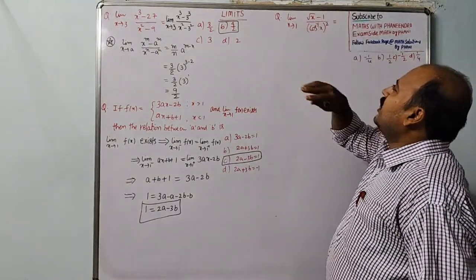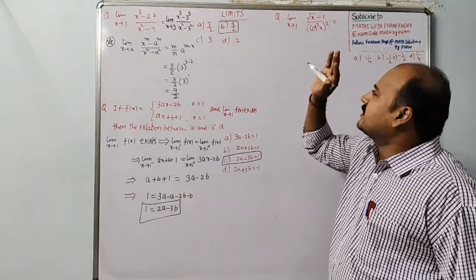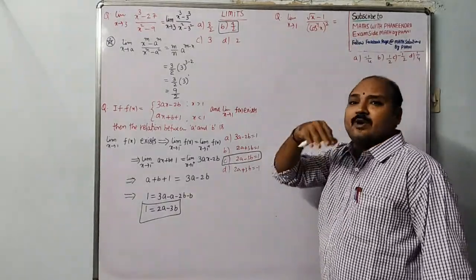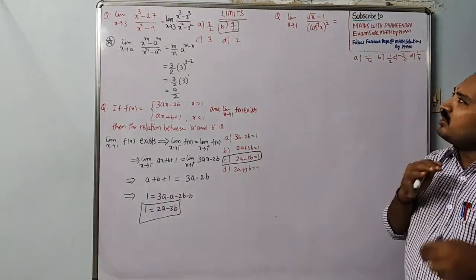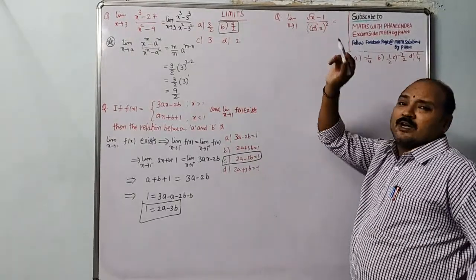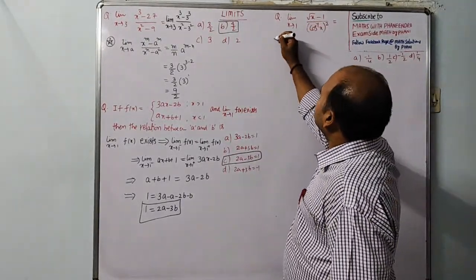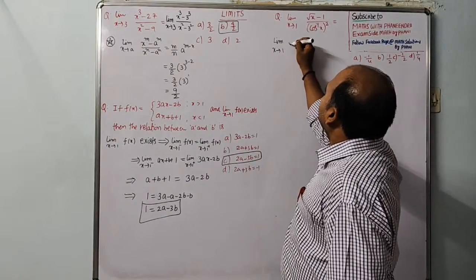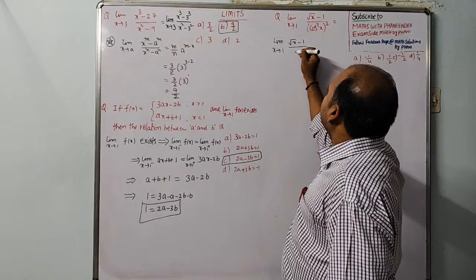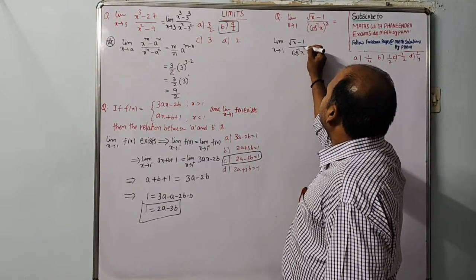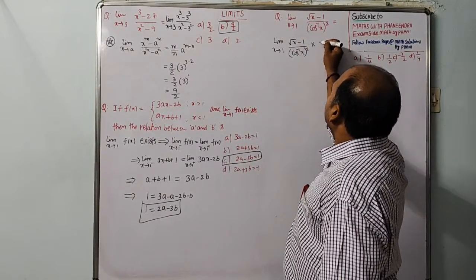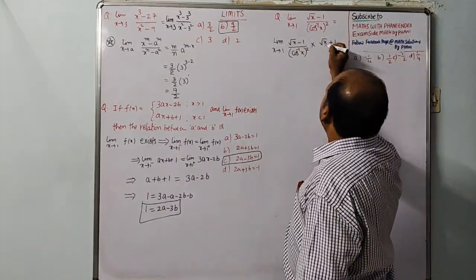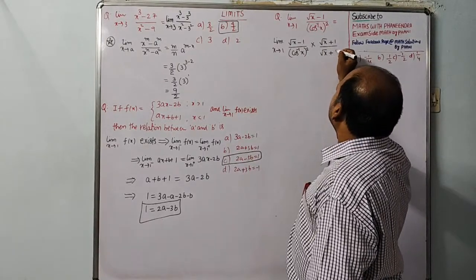If you do that L'Hospital rule, root x derivative is 1 by 2 root x, and cos inverse x whole square means 2 into cos inverse x into again cos inverse x derivative. You have to do that. So before that, what I want to do is, root x minus 1, it is an irrational term, no? It is a rationalization we need to do. So root x minus 1 divided by cos inverse x whole square, into, what is the rationalizing factor of root x minus 1? Root x plus 1. So multiplying and dividing by root x plus 1.